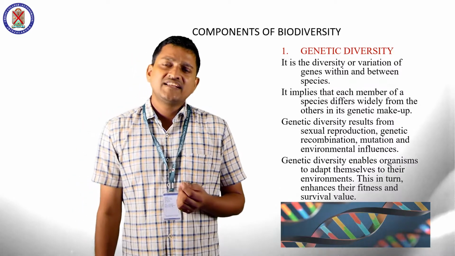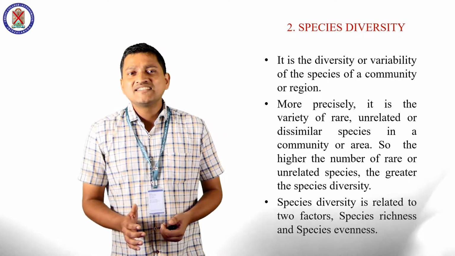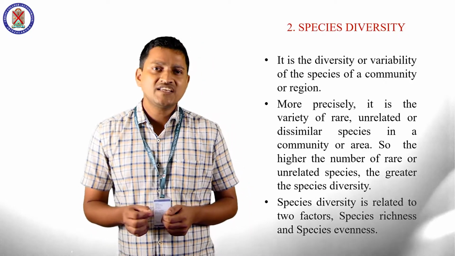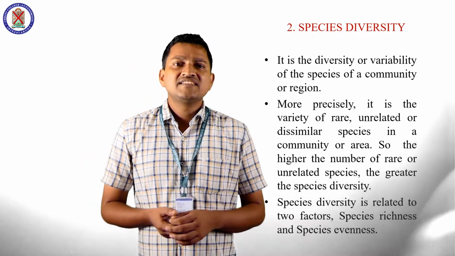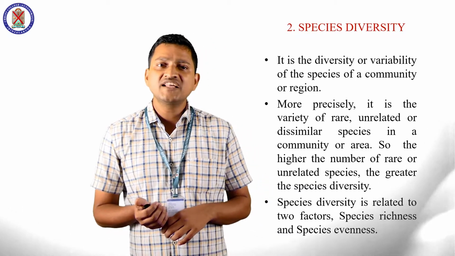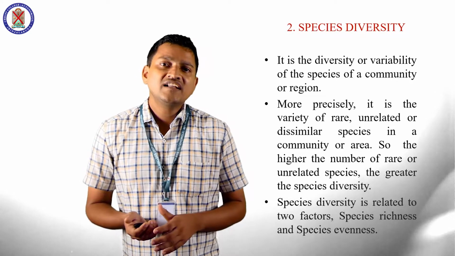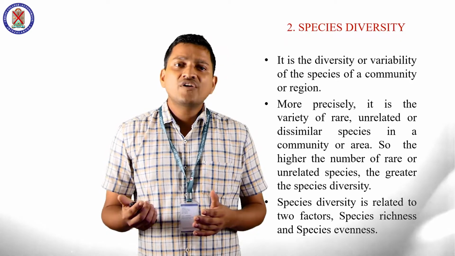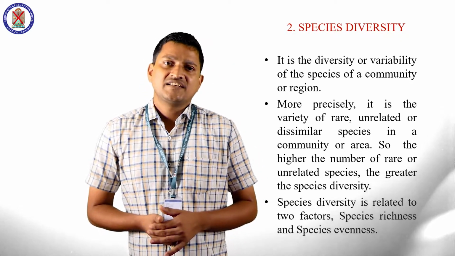The next type of diversity is species diversity. Species diversity is the diversity or variability of the species of a community or region. More precisely, it is the variety of rare, unrelated or dissimilar species in a community or area. So the higher the number of species, and the number of rare or unrelated species, the greater the species diversity.